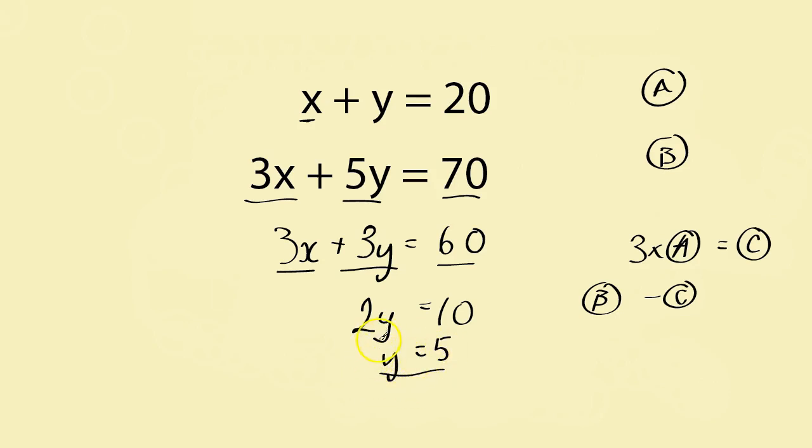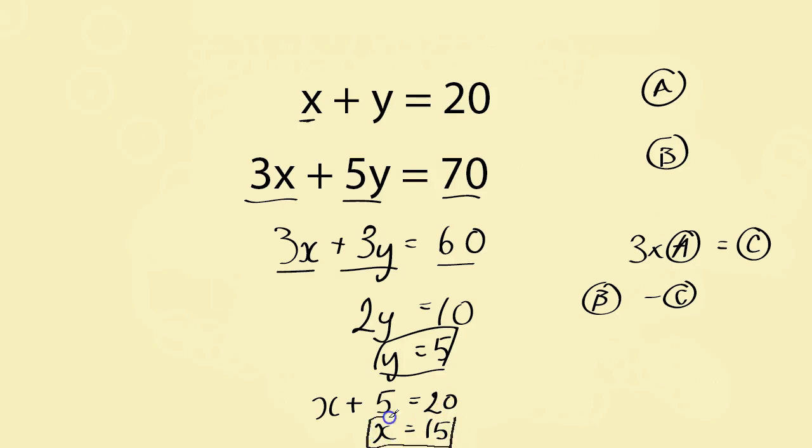Now I just need to use that solution in one of my first equations to help me find the other variable. So I know that y is 5, and I also know that x plus y is 20. So I can substitute in y. x plus, well, y is 5, so x plus 5 is 20, and that tells me that x equals 15.